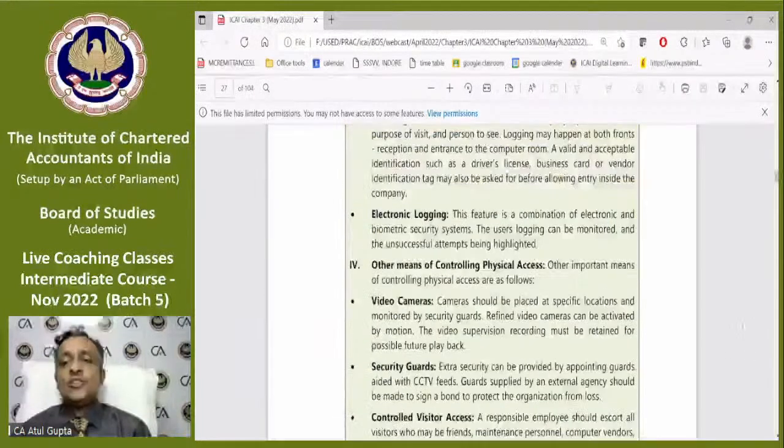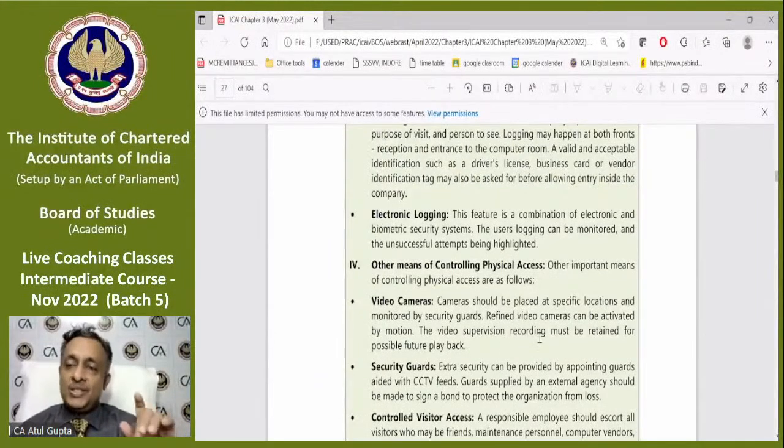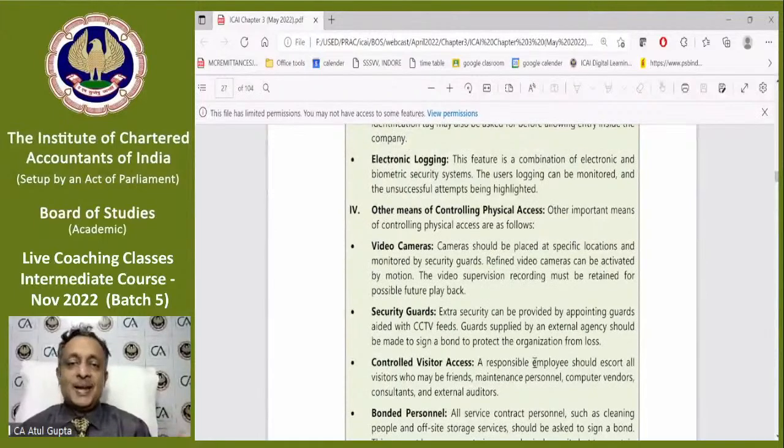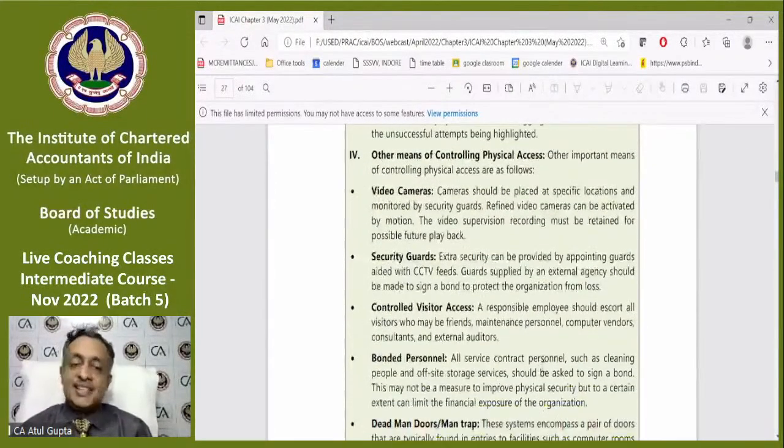Then other means of controlling physical access. Now, in other means, you will have to say whether each is preventive, detective, or corrective. You have answered 2. This is the third one. Video camera. We have talked about video camera. It should be placed at specific locations, and the screen has to be monitored by guards, then security guards themselves, then controlled visitor access. Now, how does it work?